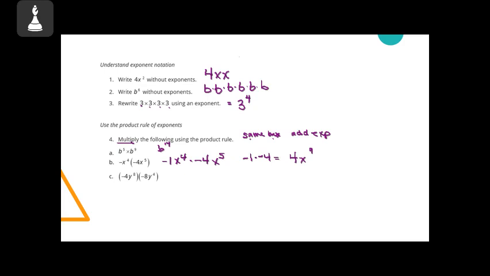Last one here, negative 4y to the 8th times negative 8y to the 4th. So let's do the numbers first. Negative 4 times negative 8 is positive 32. So let's work with the y's. I have 8 of them here, and I'm going to add 4 more to them for a total of 12.